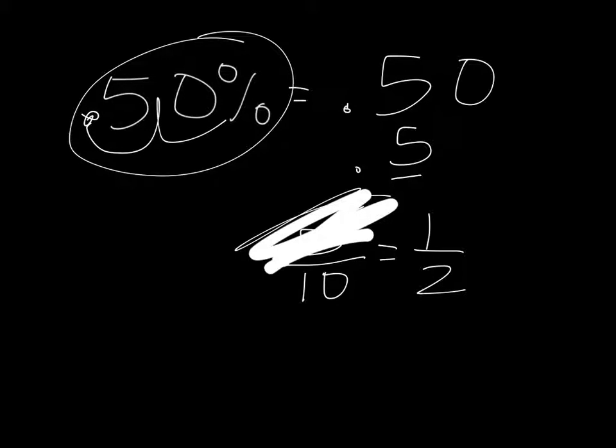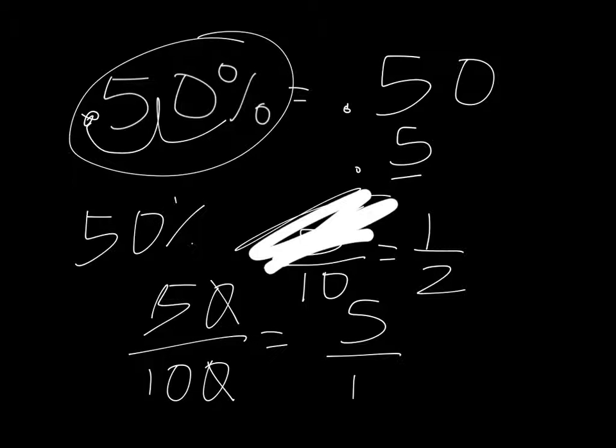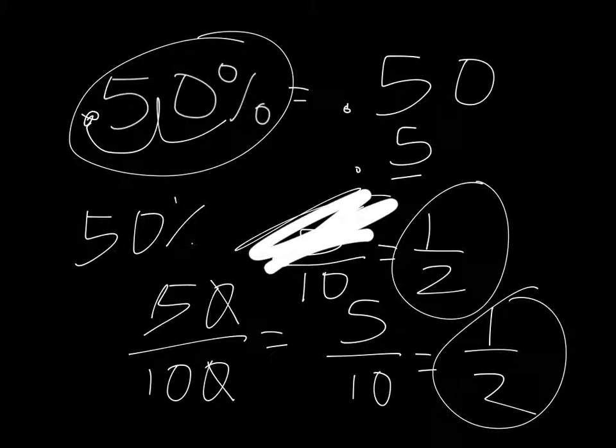You can take that 50%, and you can always put your percents over 100. So it would be 50 over 100, because percentages mean this number over 100. So 50 over 100 is the same thing as, if I reduce it, I can take off those zeros. I've got 5 over 10, which is also equal to, that's right, 1/2. Either way, it's always going to bring you back to that same fraction.